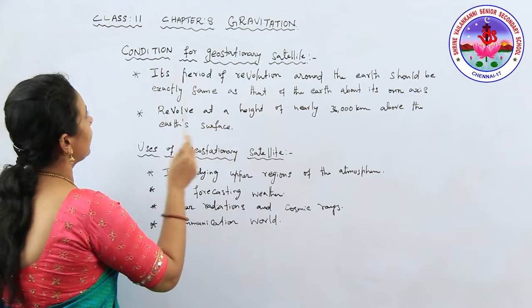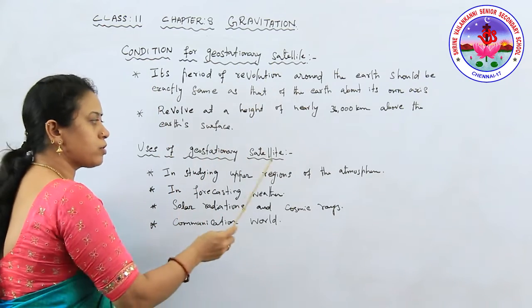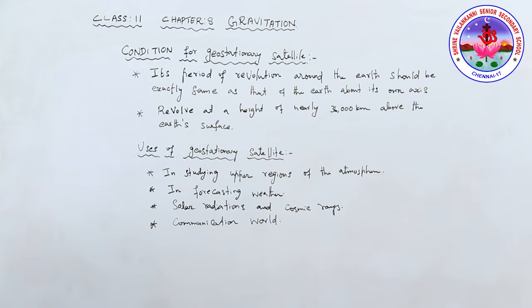Yes, children, now we'll see the condition for the geostationary satellite and the uses of the geostationary satellite. The condition is that it should revolve in an orbit that is concentric and coplanar with the equatorial plane, and its period of revolution around the earth should be exactly the same as the earth's rotation about its own axis. It should revolve at a height of nearly 36,000 kilometer above the earth's surface.